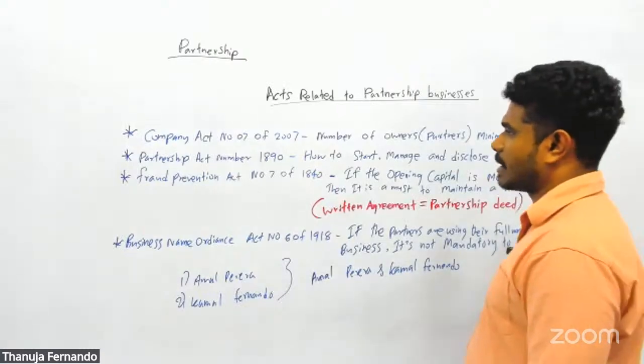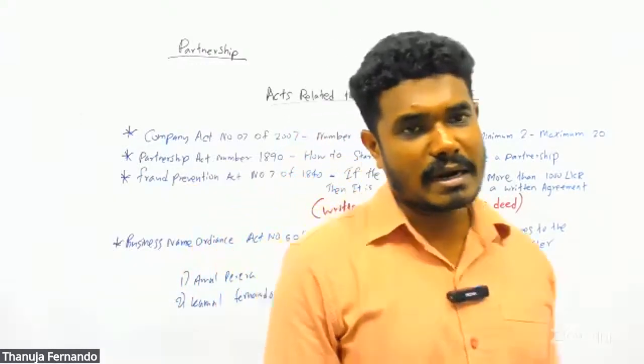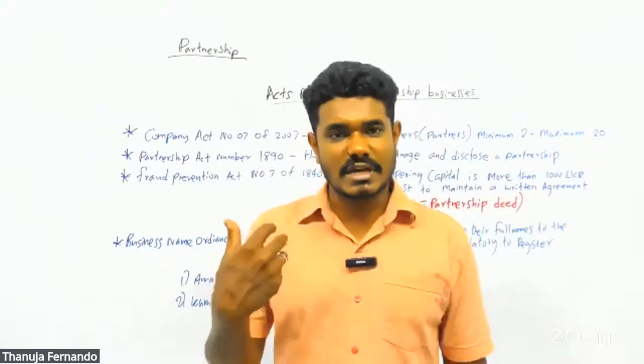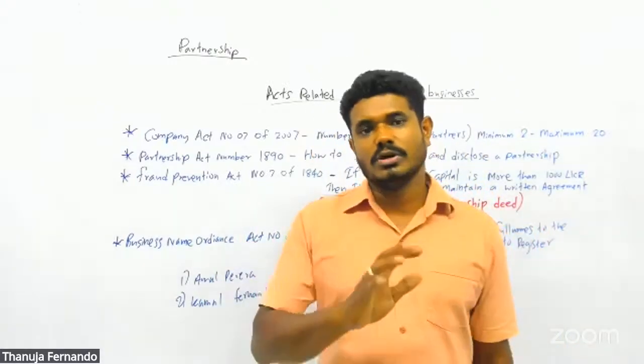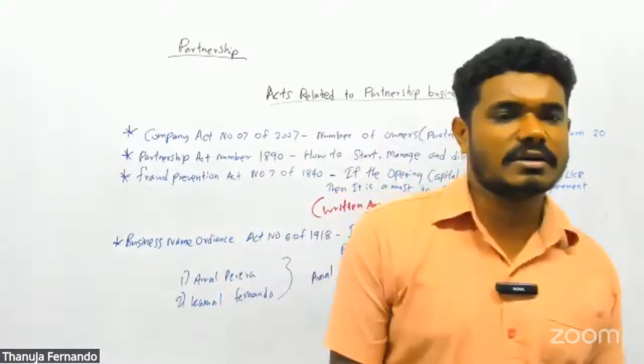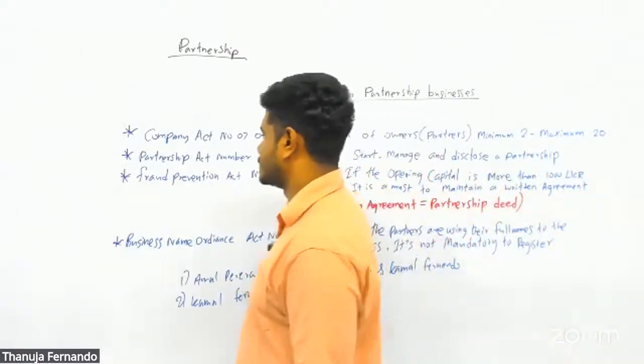And the next one, Partnership Act number 1890. This is the basic act which governs a partnership business. In this act they have clearly mentioned how to start a partnership business, how to manage a partnership business, how to do operations in a partnership business, as well as how to disclose a partnership business.